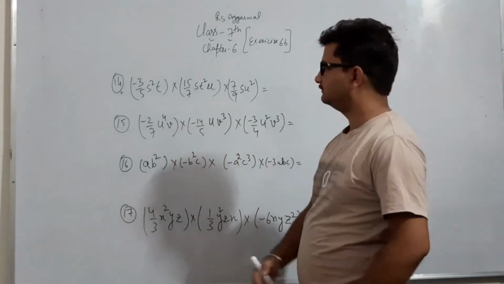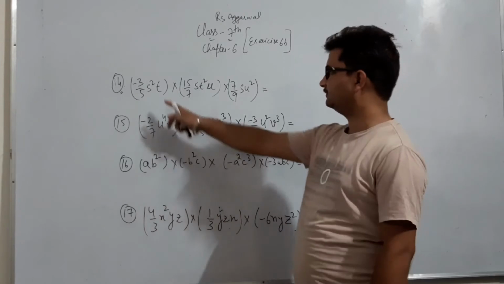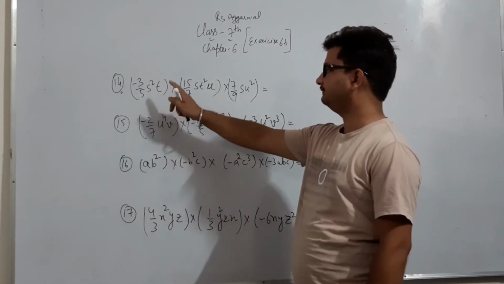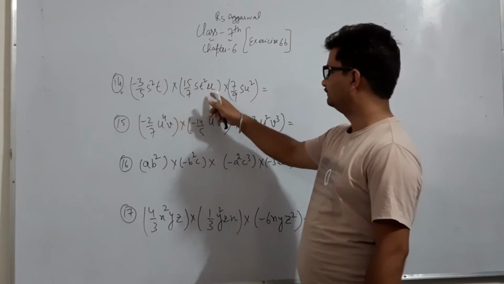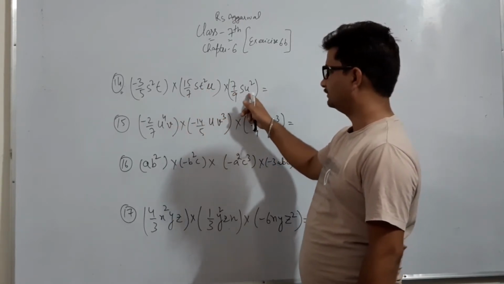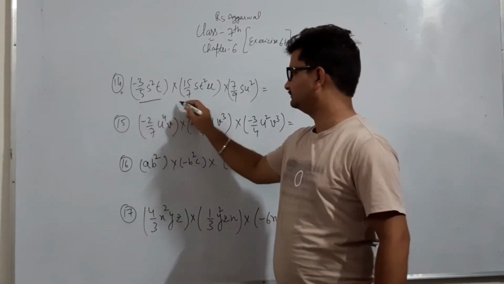So next question is question 14 of exercise 6B. The question is minus 3 upon 5 s square t multiplied with 15 by 7 s t square u into 7 by 9 s u square. Okay, so similar, we multiply the first two terms.